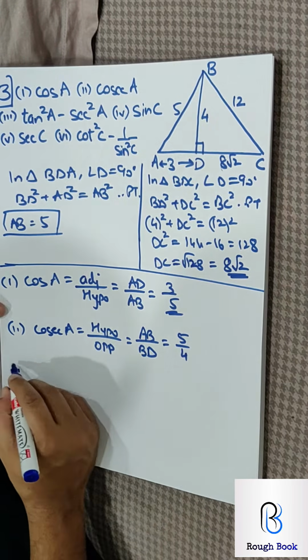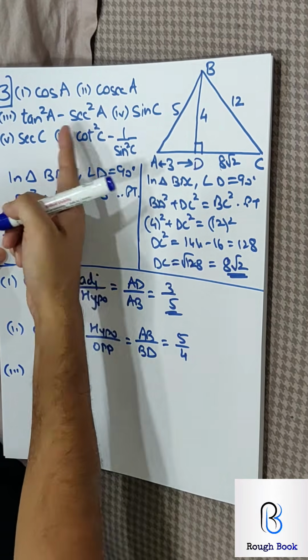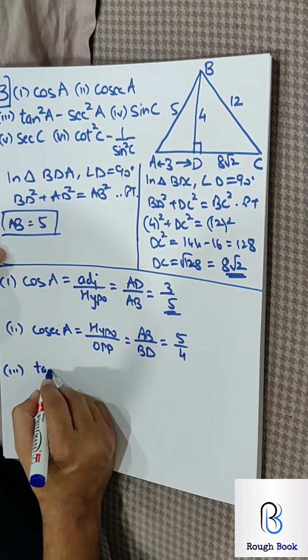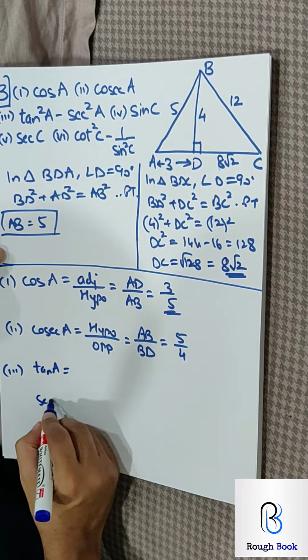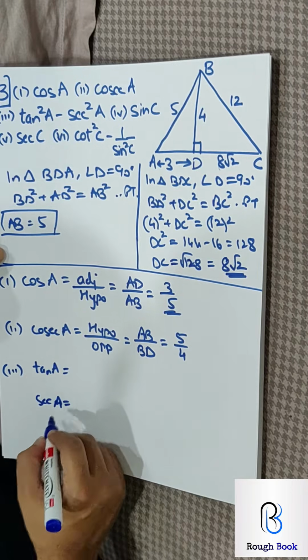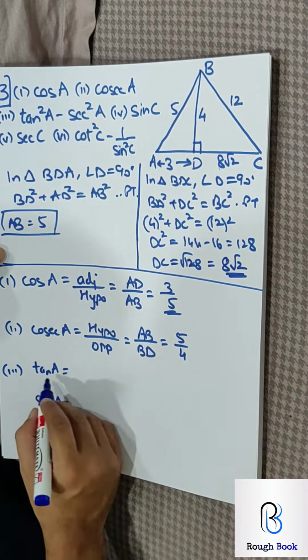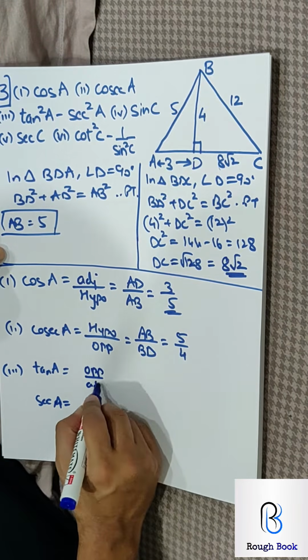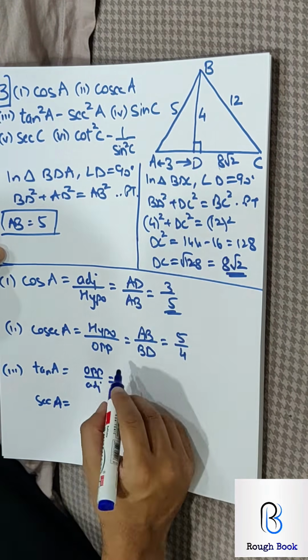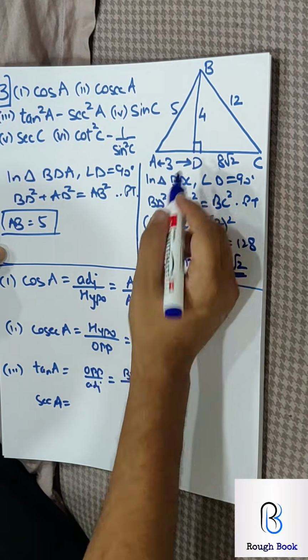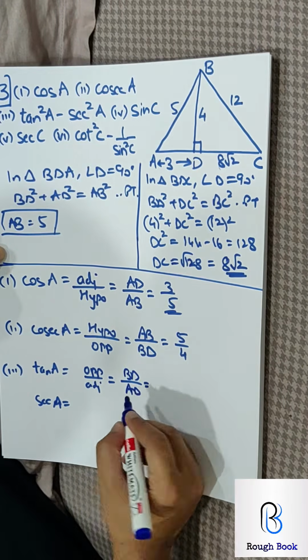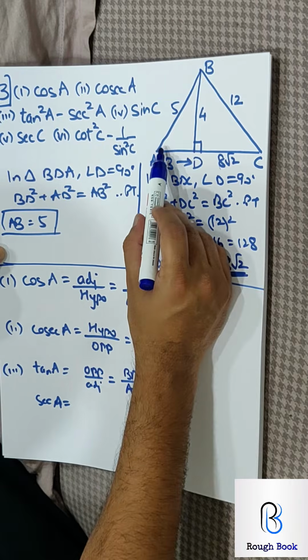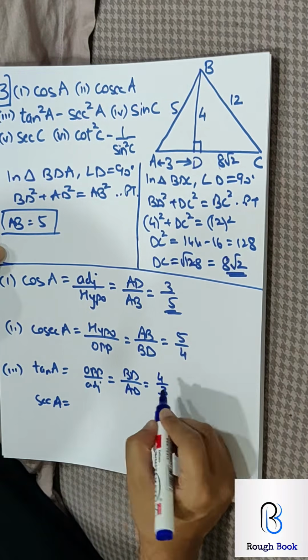So part 3, that is tan square A minus sec square A. First let's find tan A and sec A, and then we will substitute the values in that ratio. Tan is opposite upon adjacent. So for A the opposite is BD and adjacent is AD. So what do I get? For A, 4 by 3.